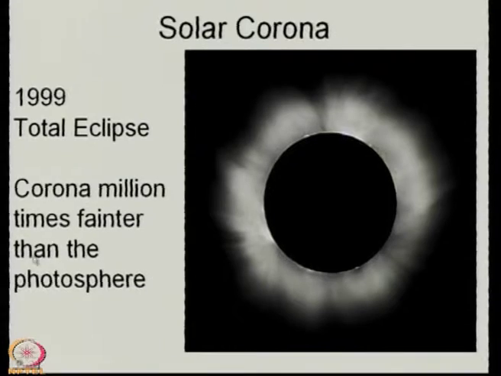Okay? So, it surrounds the sun, and the radiation from this is 1 million times fainter than the radiation from the sun. The radiation from the sun originates in the photosphere, so it is a million times fainter. So, you can only see this in visual light if the sun is blocked out, which happens during a total solar eclipse. So, the corona is seen only during a total solar eclipse. Okay? That is the first thing.